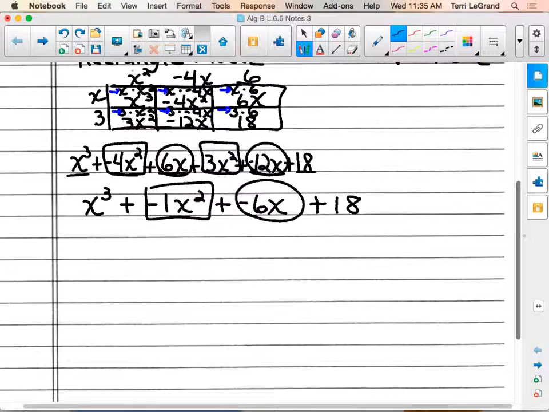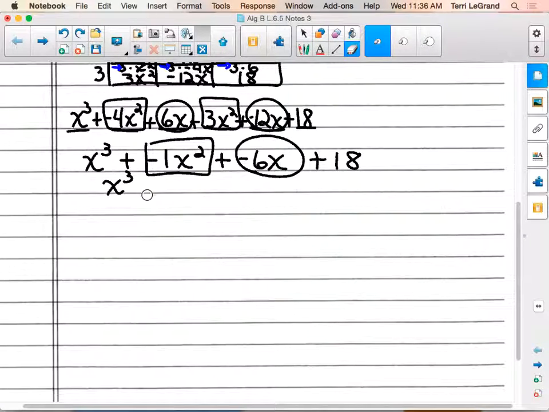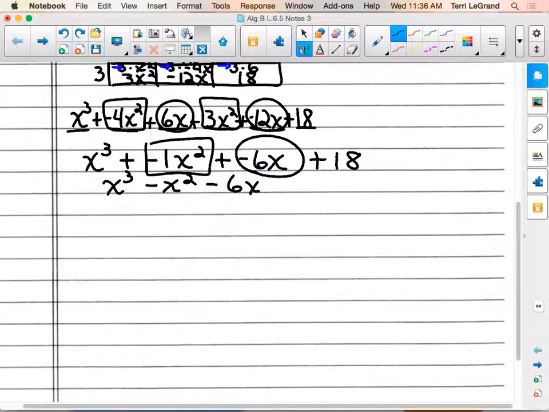Okay. Now we'll clean that up. Go ahead and clean that answer up. x cubed minus x squared minus 6x plus 18. Everybody get that?